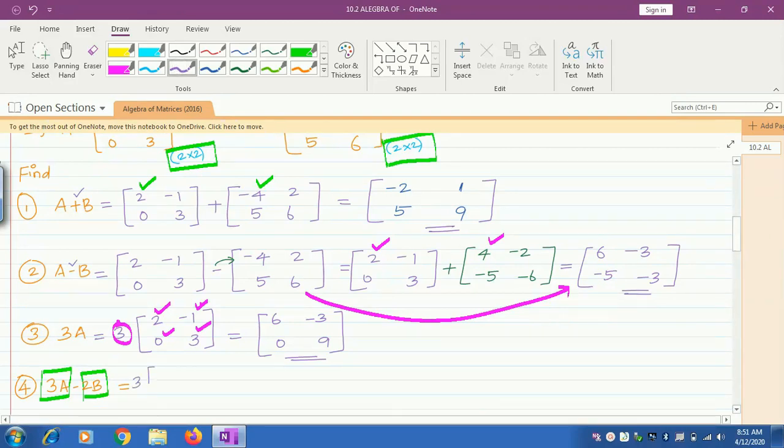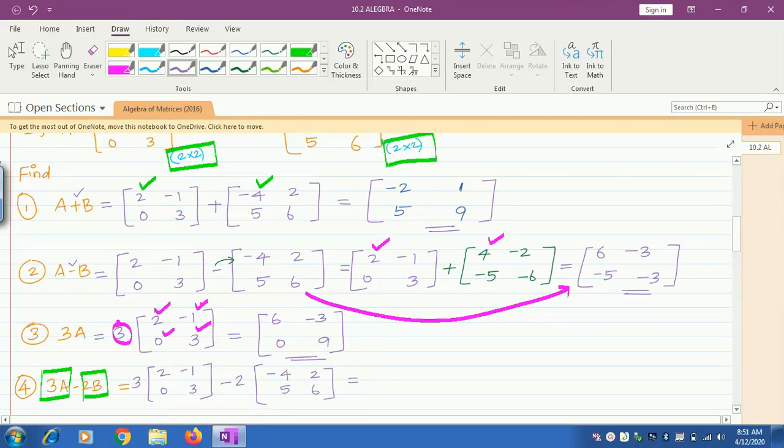3 times the matrix A. What is the matrix A? 2, minus 1, 0, 3. And then minus 2 times the matrix B. What is the matrix B? Minus 4, 2, 5 and 6.